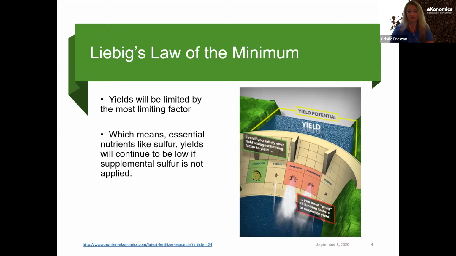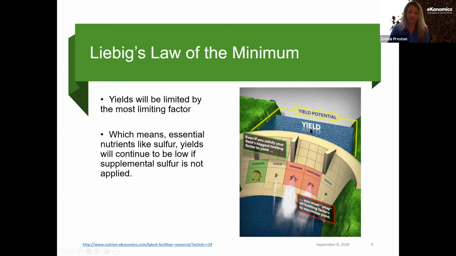That's where Liebig's law of the minimum comes into play. You've all seen the barrel that has different wood pieces and how some of the nutrients or other factors like water might affect your yield potential. But on our eKonomics website, we focus on what I like to call the Mullen Dam. As you can see in this picture, the water being held behind the dam is your yield potential, so we want to try to maximize that as much as possible.